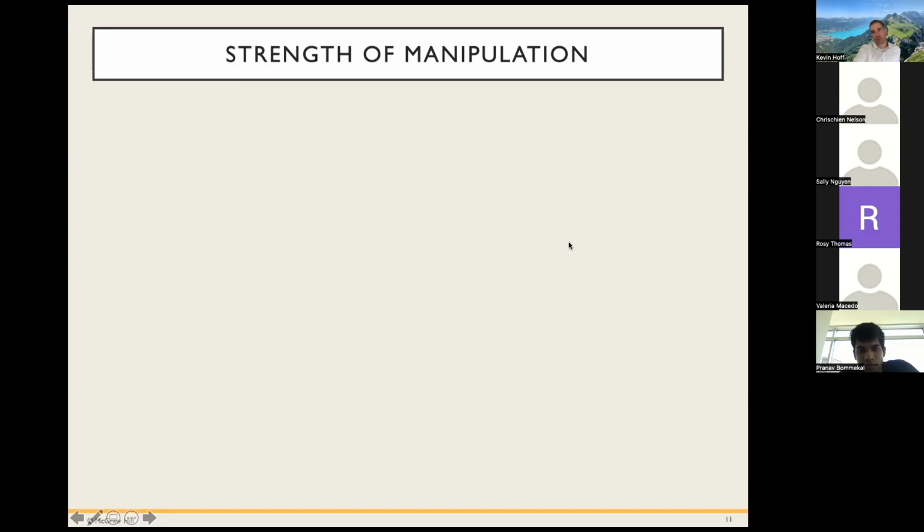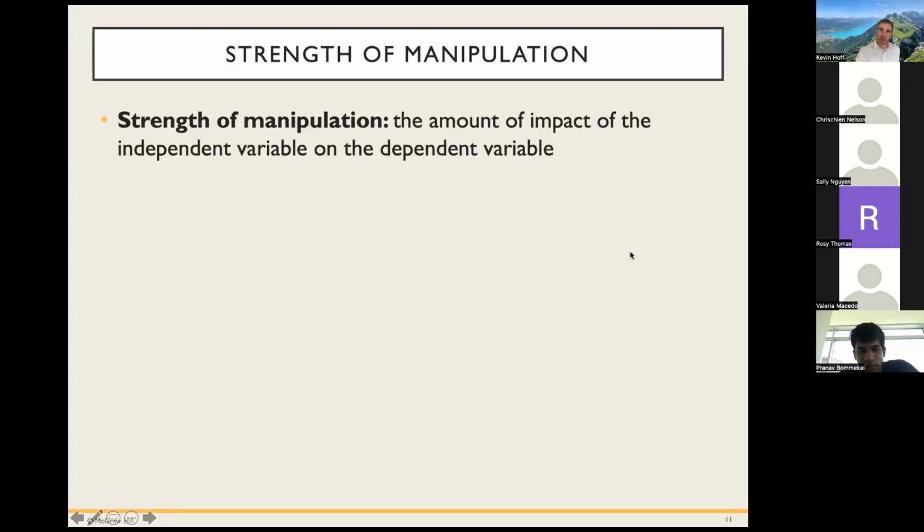Another related consideration is the strength of the manipulation. So what does that mean? The technical definition is the amount of impact of the independent variable on the dependent variable. What it really means is how different are the two groups in the different versions of the experiment, or if sometimes there are 3 or more groups, how much are you varying that independent variable across these groups? So that's how strong of a manipulation it is.